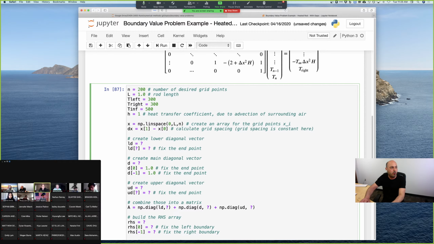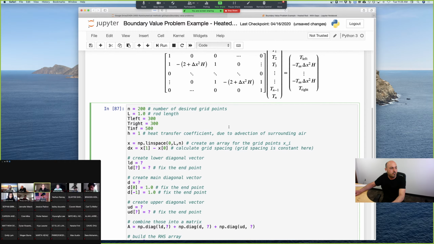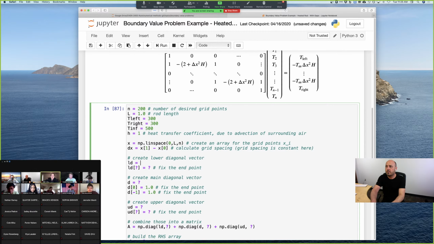Okay, what do we do for the lower diagonal? It's all ones, right? Except for the last. np.ones of size n minus 1. Yes, because it's got one less number of points. Okay. Now fix the end point.